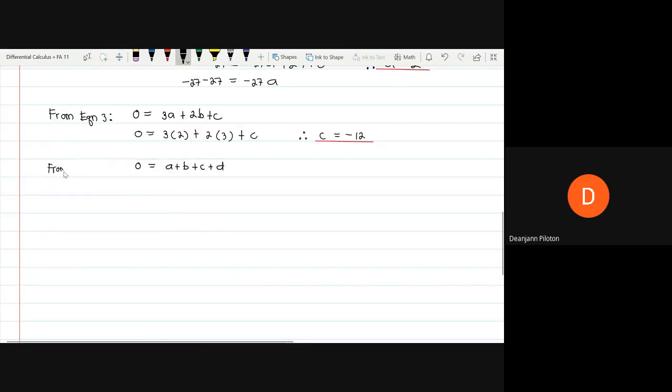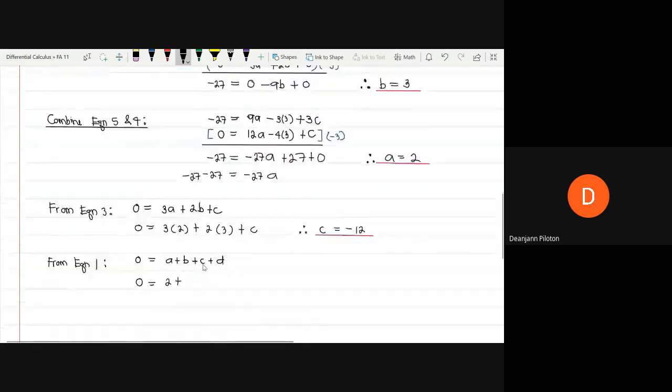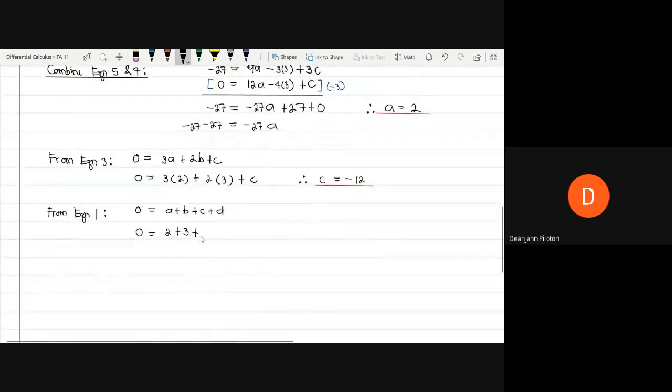So this is from equation 1. 0 is equal to, ang A na to, class, is equal to positive 2. Ang B is positive 3. Then ang variable C is negative 12. Then ang variable D. So kung i-solve mo ni siya na equation, you can solve that D is equal to 7. So kompleto na ta A, B, C, D.